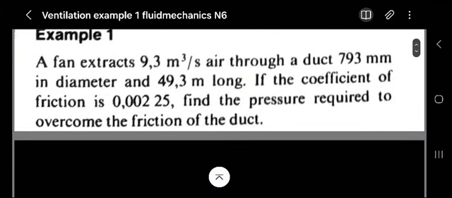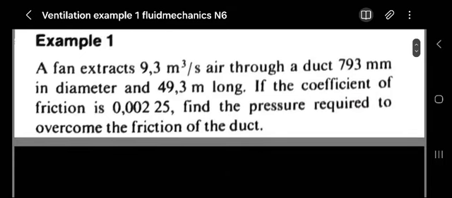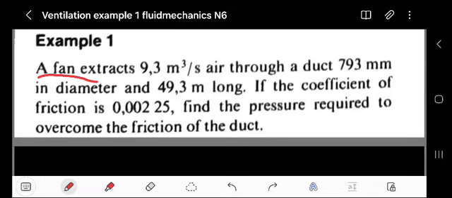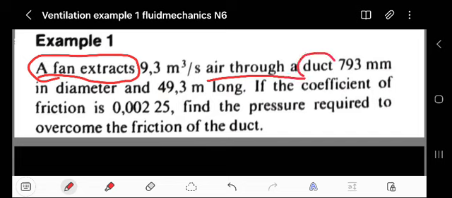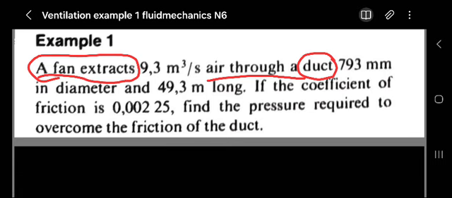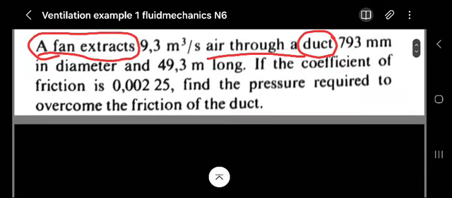What is important here? Example 1, given a fan duct. A fan extracts 9.3 cubic meters per second of air through a duct. We are given that its diameter is 79 millimeter and it is 49.3 long. We are dealing with a duct. The duct is given in diameter.